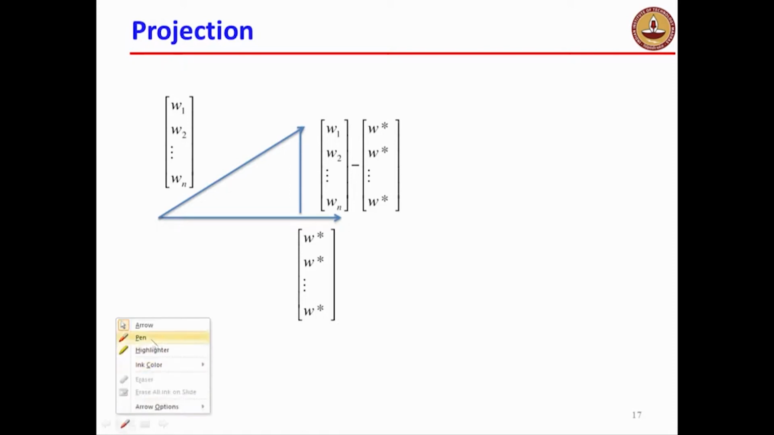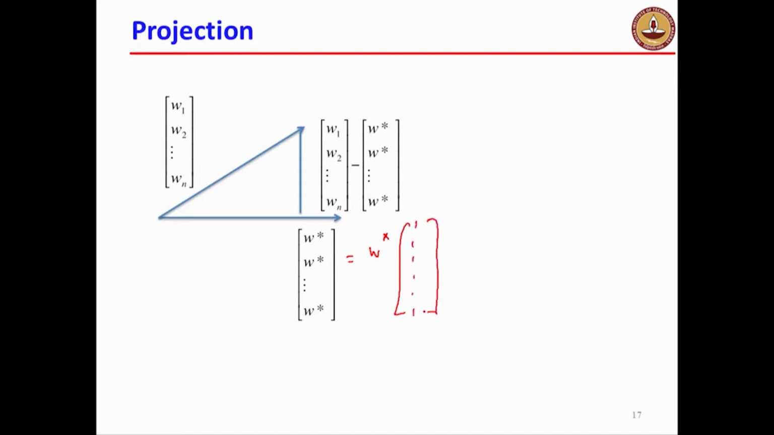So let me also write this is equal to W star into what is called the vector of ones. If at least one of the recorded weights is different from the other, then this vector will not be collinear with this vector, because along this vector you take any scalar multiple. Remember, this is just a scalar multiple of the vector of ones, so all the points along this line have the same components.